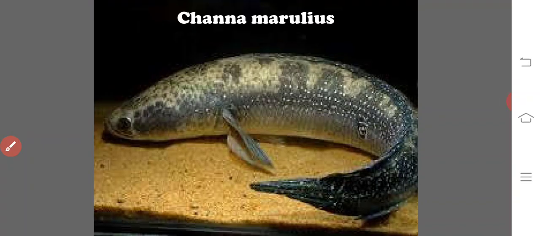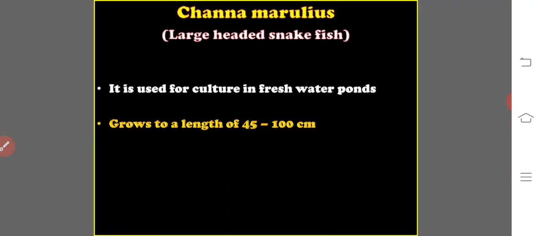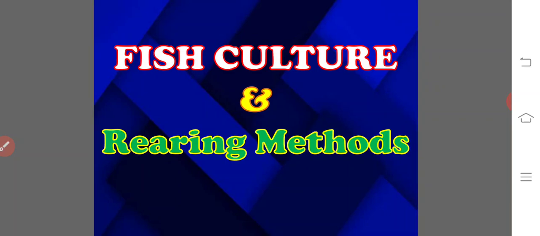Then this is Channa marulius. Channa marulius has small dark spots on the body, so this is known as the large headed snake fish. It is used for culture in freshwater ponds and grows to a length of 45 centimeters to 1 meter. These have highly nutritious value and high demand in the Indian market. These are the murrel fishes.